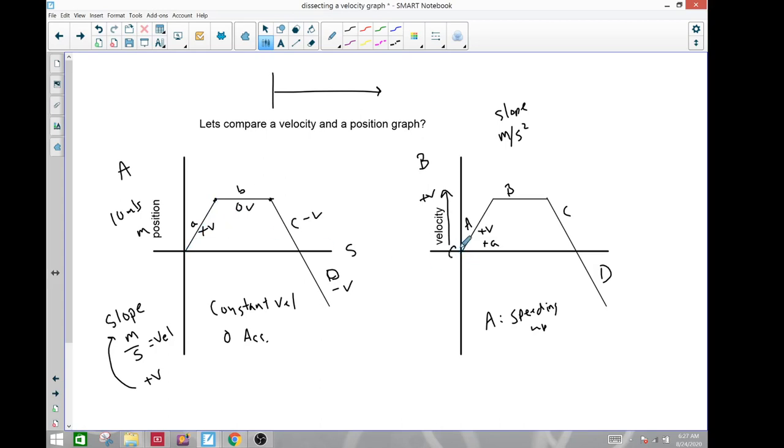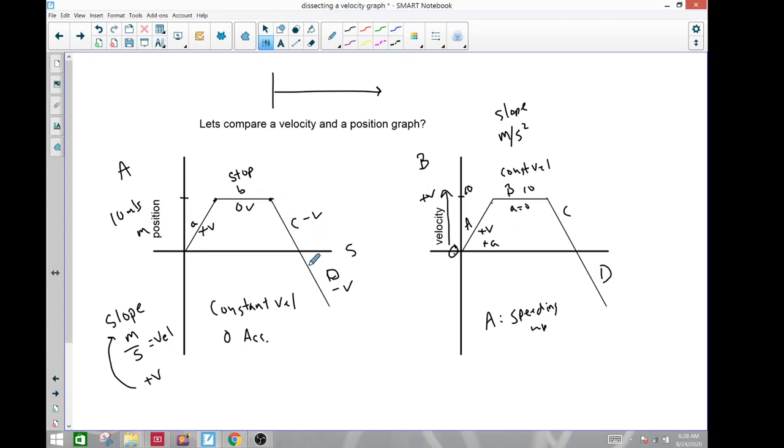This case starts at 0 and picks up to a certain velocity, let's say 10. So this guy might have a constant 10 meters per second velocity. This guy starts at 0 and ends at 10, then holds 10 the whole way. What happens during B? During B, not changing position, so we stopped. This guy here is just holding a constant velocity. So in B, a equals 0. Not speeding up, not slowing down.